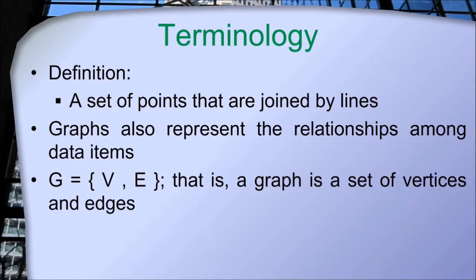And G is equal to (V, E). This is an ordered pair, that is, vertices and edges. A graph consists of a set of vertices and edges. This is a graph.